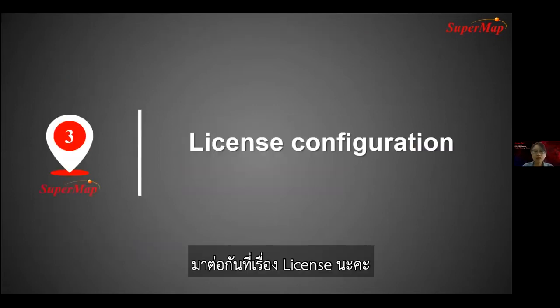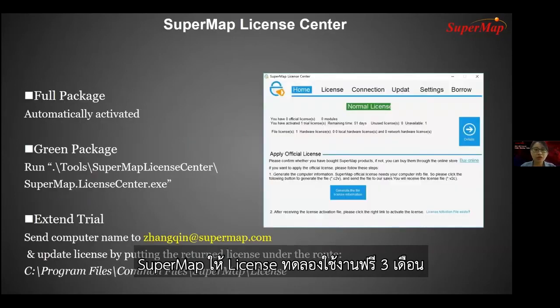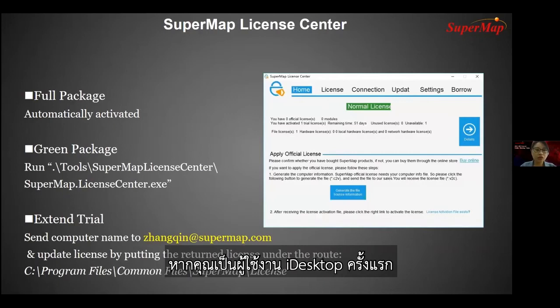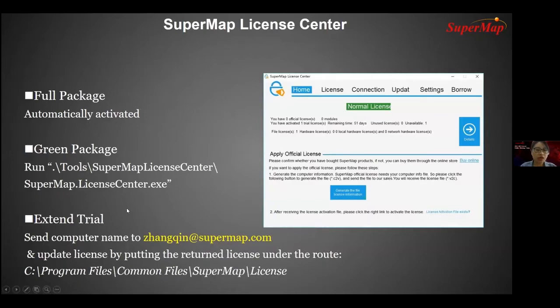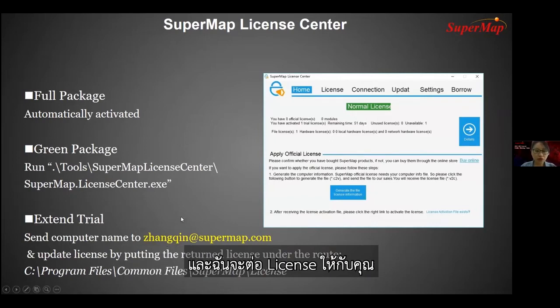And then I'd like to mention the license of Supermap products. Supermap provides you a 3 months trial license. So if this is the first time you are going to use Supermap products, you have 3 months free to use our products. But after 3 months, you can also send your computer name to my email, and then I will update the license for you.